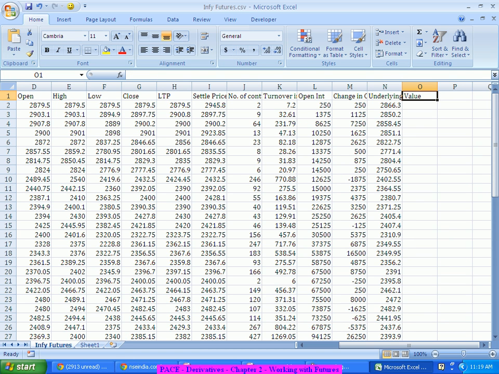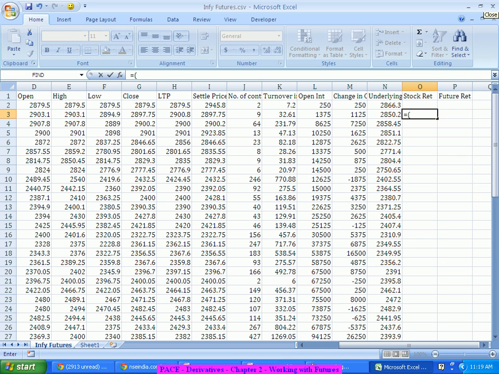For doing this, I'll have to find the correlation or the relationship that exists between the Infosys stock returns and the Infosys future returns. So I'll say stock returns, and I'll also compute future returns for these two. The stock return I'll take as an absolute number itself because both are the same security. Otherwise, I'd have to take a percentage return.